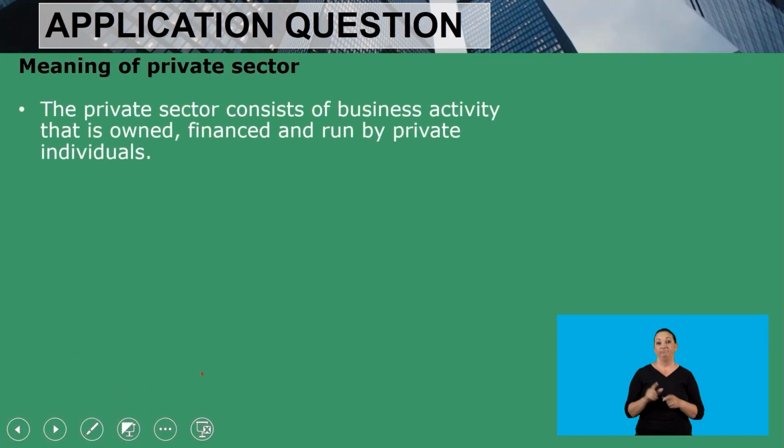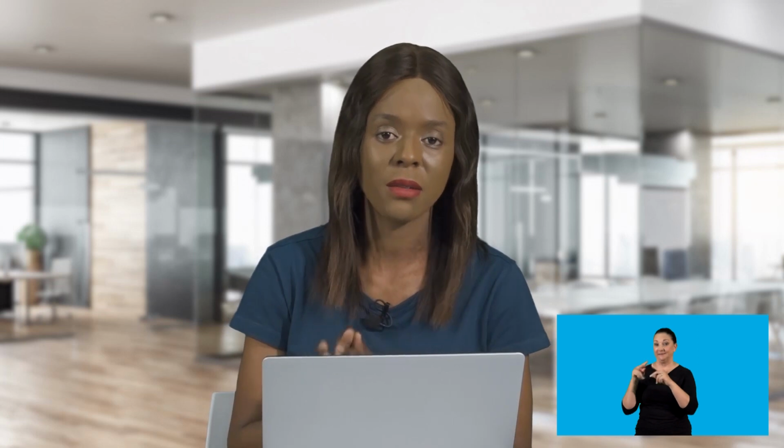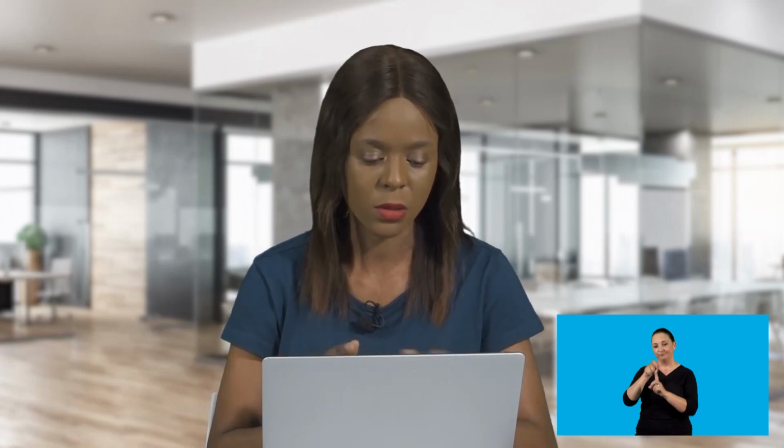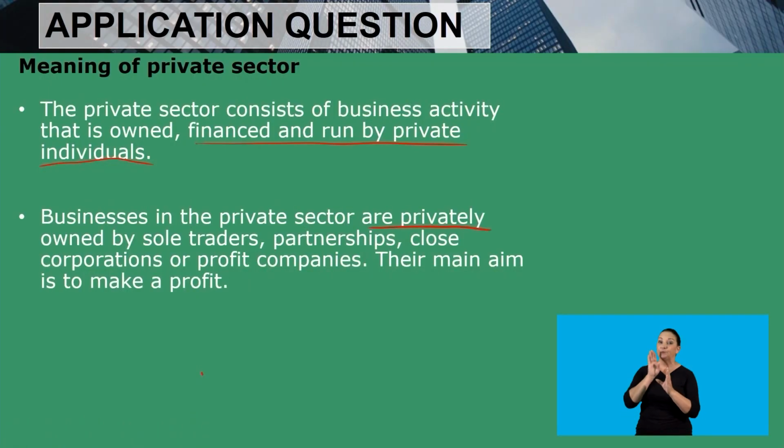The meaning of the private sector. The private sector consists of business activities that are owned, financed, and run by private individuals. So in the private sector, it's different. Now the government is not involved, but it's only owned and managed by private individuals. There are people who own these businesses, not specifically the government, but private individuals. Businesses in the private sector are privately owned by sole traders, partnerships, closed corporations, and profit companies, and their main aim is to make a profit.